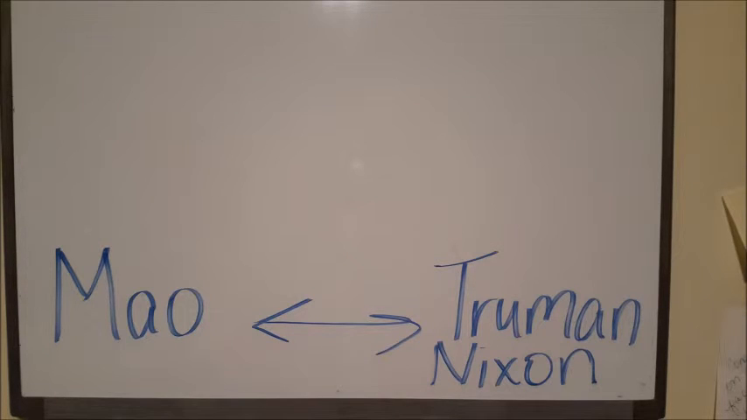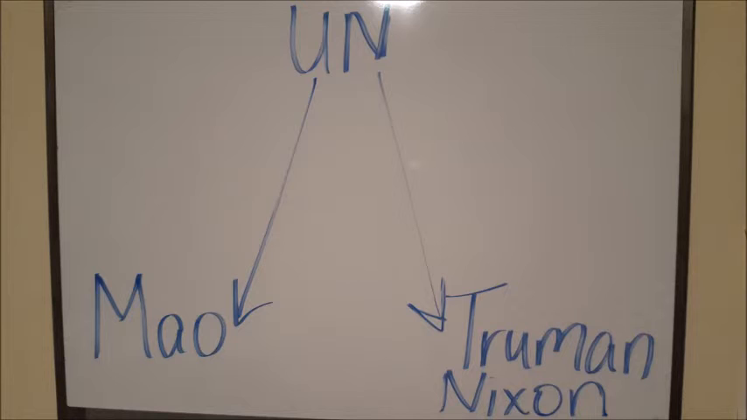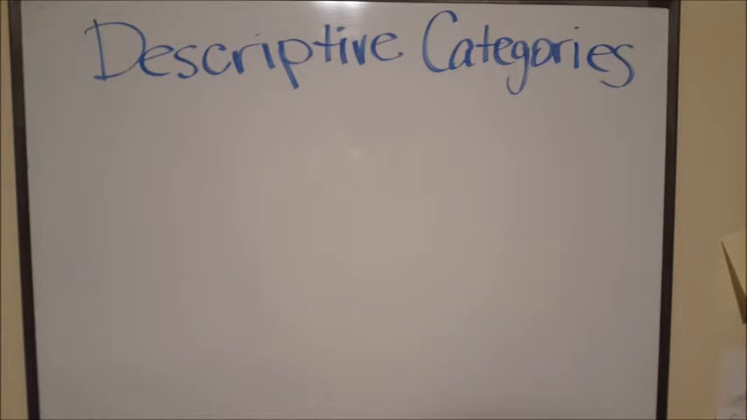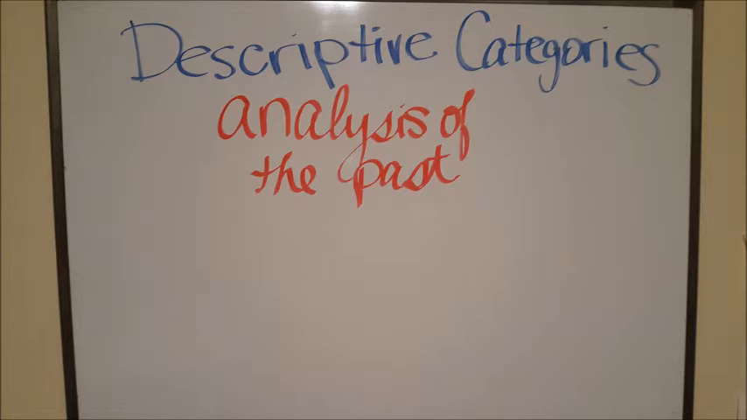The butting heads of Mao and Truman, and eventually the calming that comes with Nixon's administration. Also, the interaction of these two countries and how they worked through the UN in order to impose the embargo and remove the embargo. The conceptual framework that Foote is using I would describe as descriptive categories. She's using all of these sources to analyze the past and explain how one phenomenon moved through different eras.